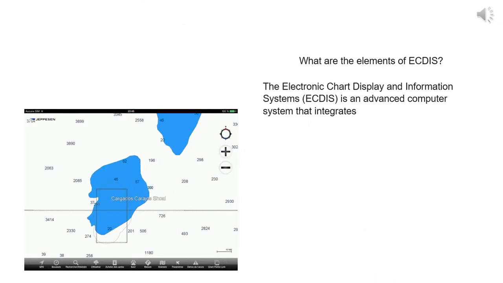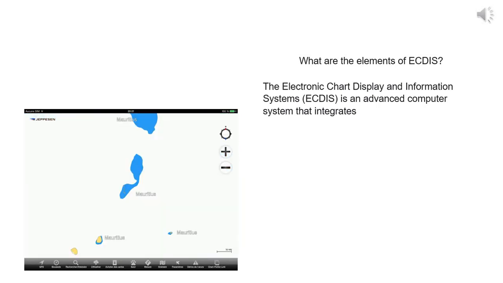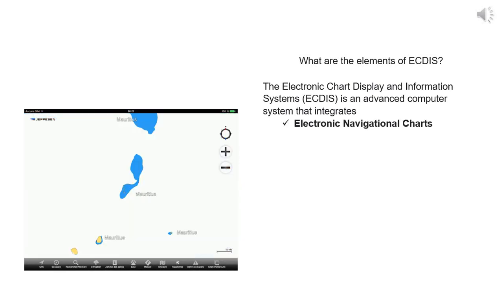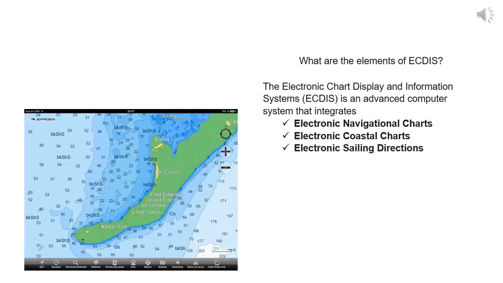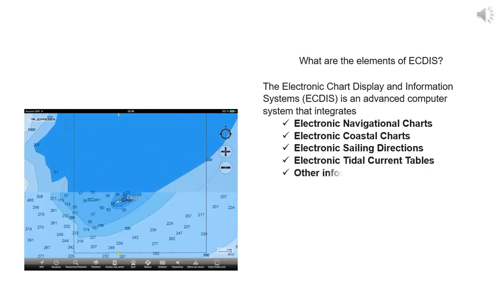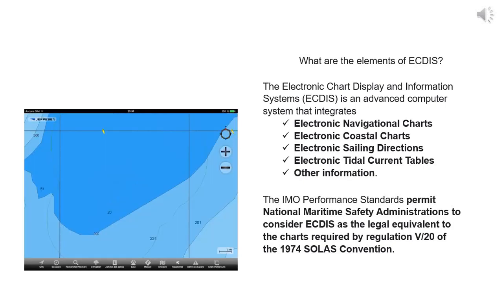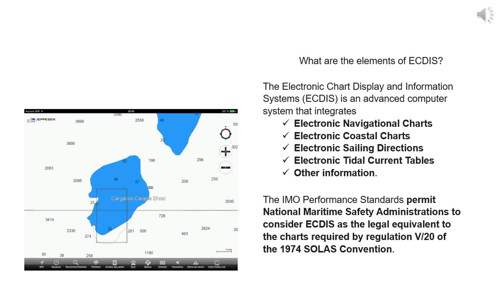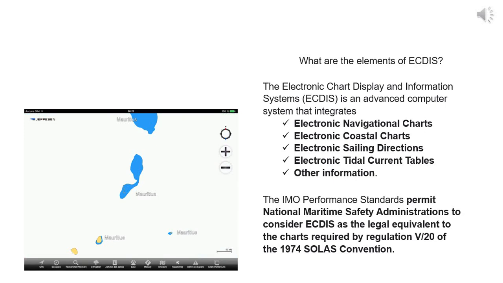What are the elements of ECDIS? The Electronic Chart Display and Information System, ECDIS, is an advanced computer system that integrates electronic navigational charts, electronic coastal charts, electronic sailing directions, electronic tidal current tables, and other information. The IMO performance standards permit national maritime safety administrations to consider ECDIS as the legal equivalent to the charts required by Regulation V/20 of the 1974 SOLAS Convention.